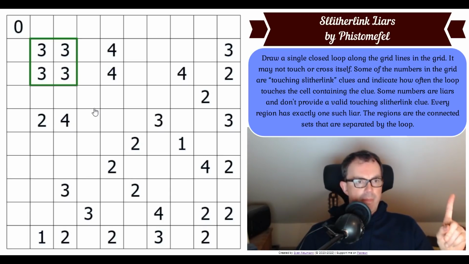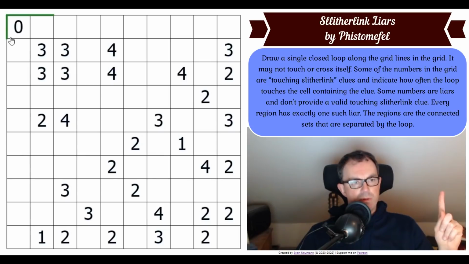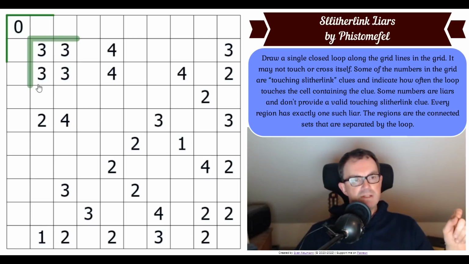Now, I want to say that does something to this 0 clue. Because when I put that 0 clue in the loop, I said it could be a liar, but it can't be a liar because the incorrect clue that's in the loop is in the 3s.